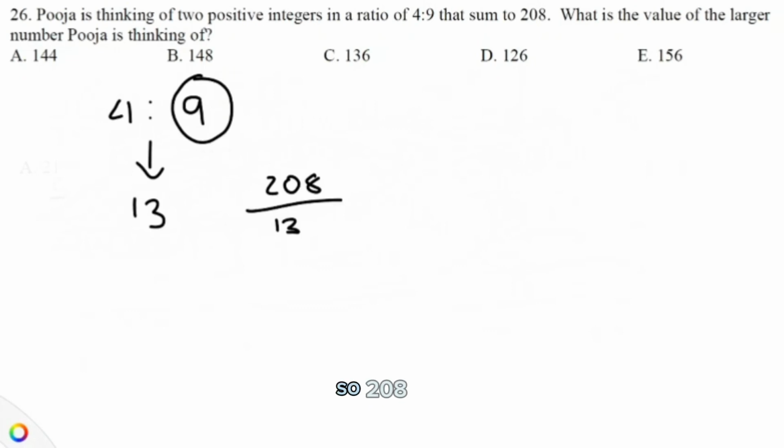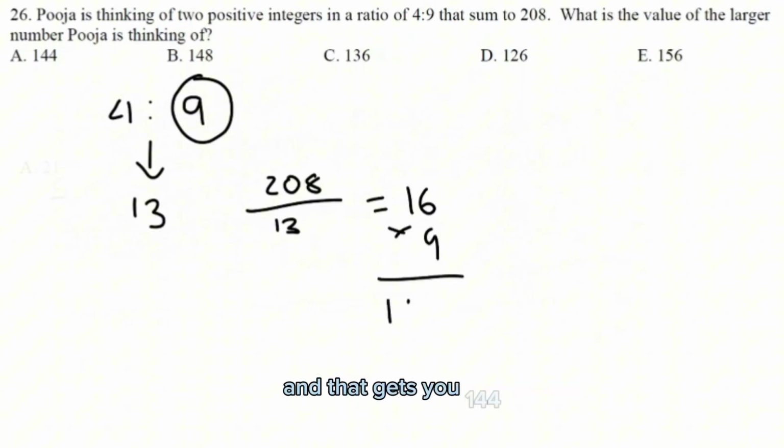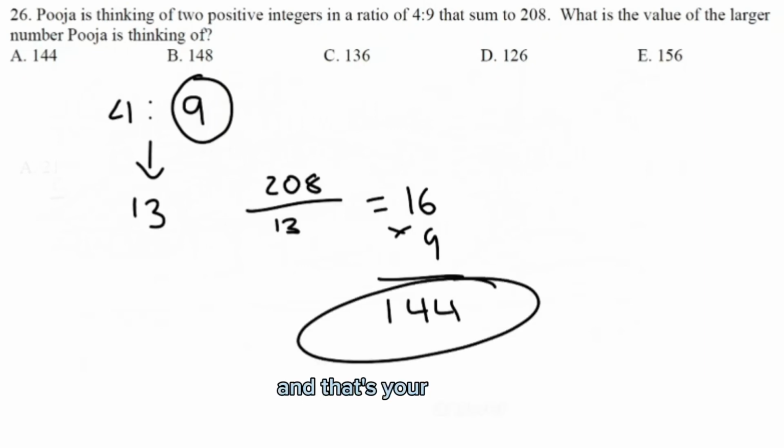Okay, so 208 divided by 13 is just 16. Now we can do 16 times 9, and that gets you 144, and that's your answer.